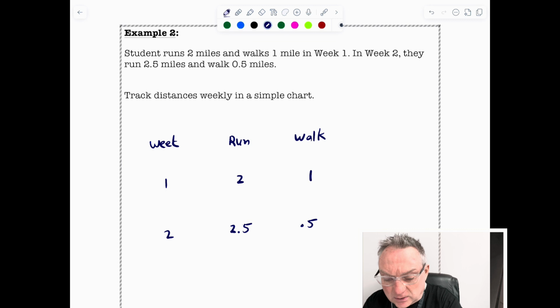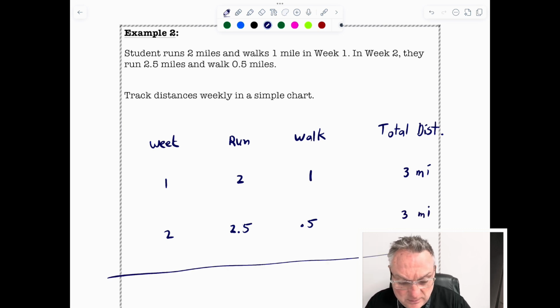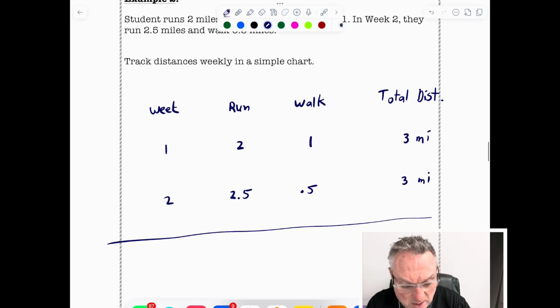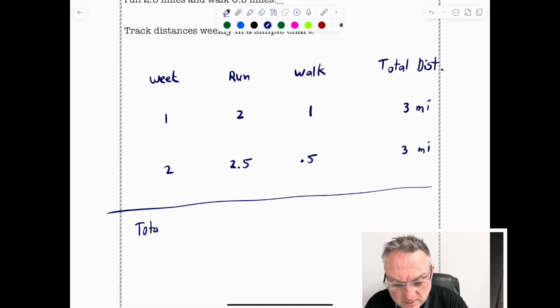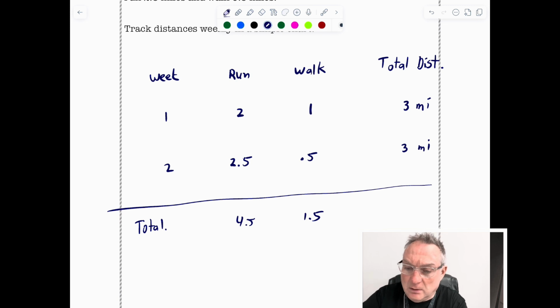And again, I could do my total distance for each week. And so for week 1, my total distance was 3 miles. Same for week 2. And I could also do the total down this way. The total run comes up to 4.5, and for walk, it's 1.5. Okay, it's just another way to kind of track as you go.